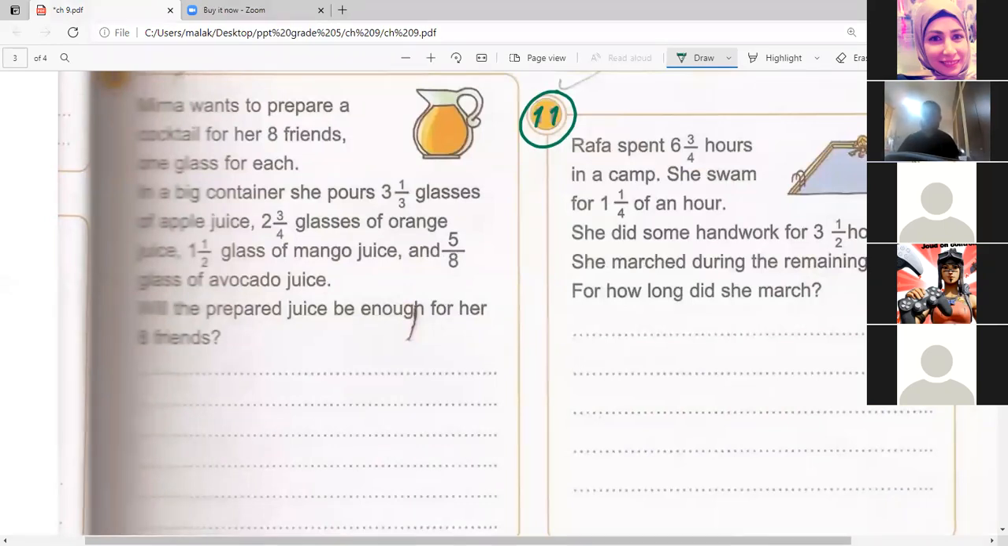Problem 11 now, yeah. Each one read it alone silently, please. Then we'll start together.